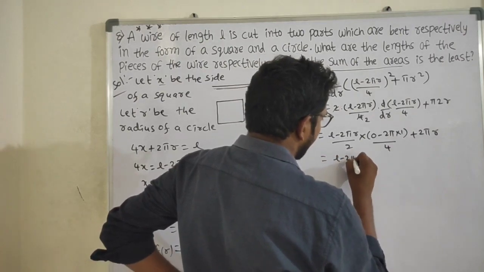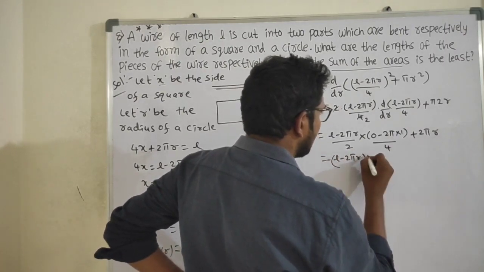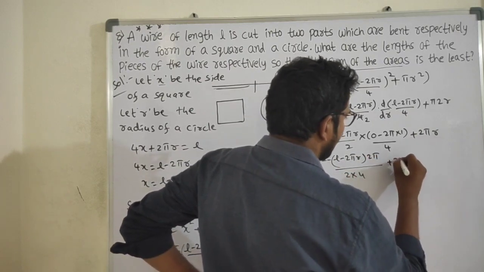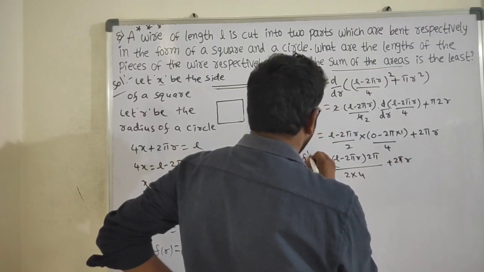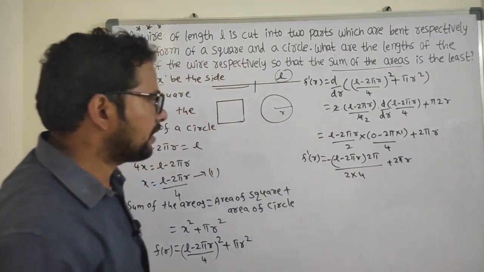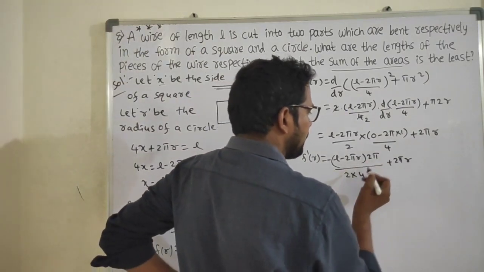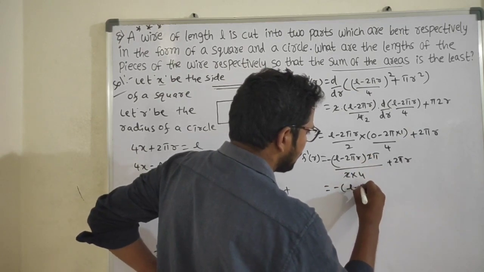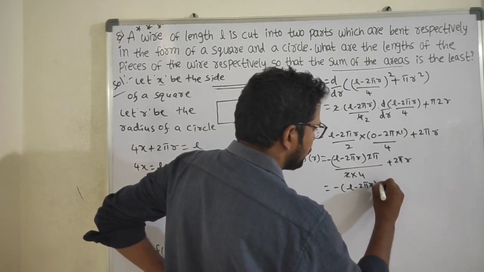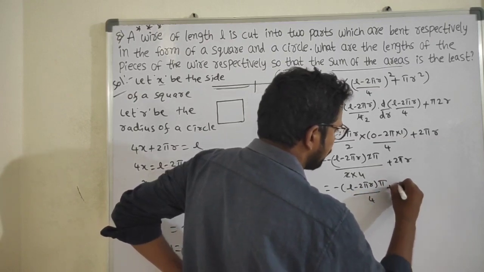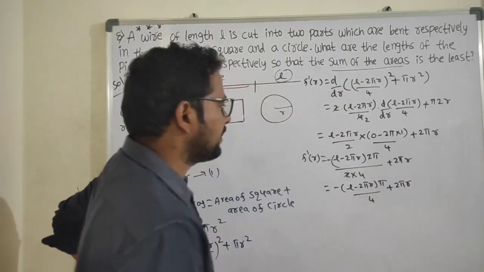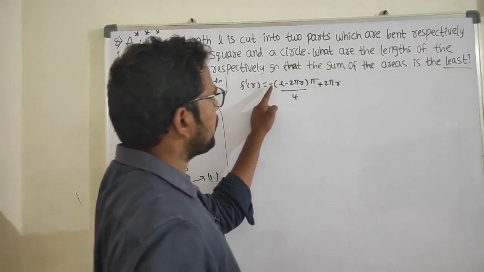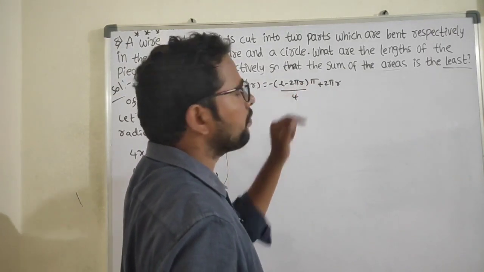L minus 2πr, minus, write 2π before it, divided by 2 into 4, plus 2πr. This is f dash of r equal to minus of L minus 2πr into 2π by 2 into 4, plus 2πr. The 2s cancel. So what is the remaining? L minus 2πr into π by 4 plus 2πr. This is f dash of r. f dash of r is equal to minus of L minus 2πr into π by 4 plus 2πr.